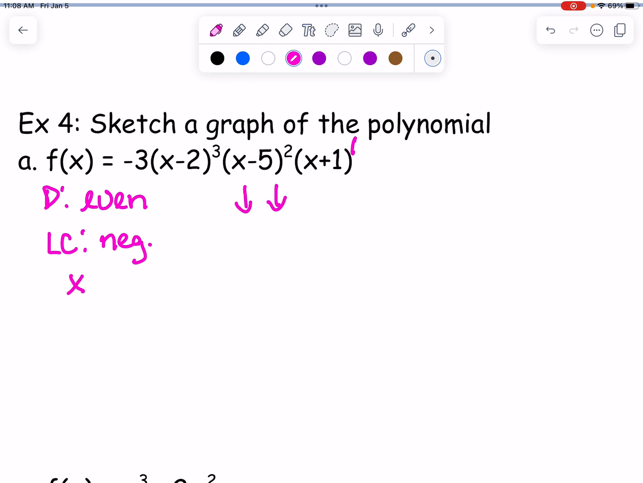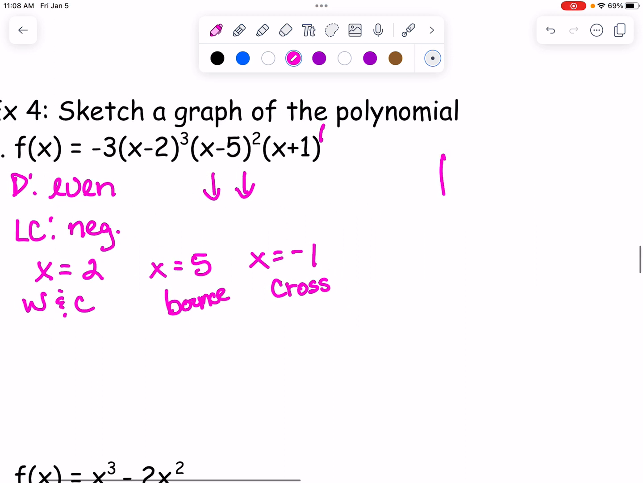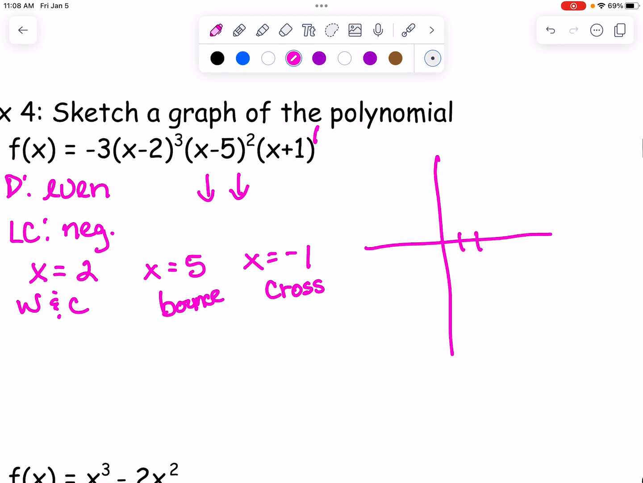My x-intercepts are 2, 5, -1. At 2, it is 3, so it's going to wiggle and cross. At 5, it's 2, that means it's going to bounce. And -1, it's going to cross. So 2, 5, -1.